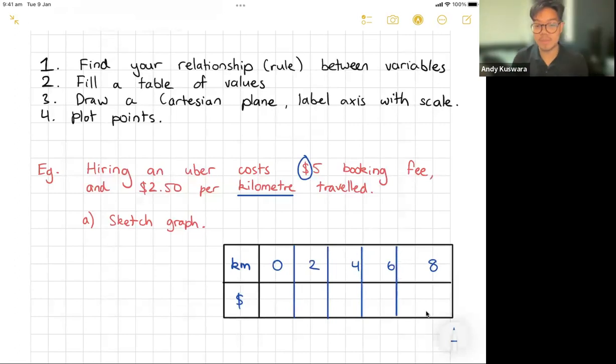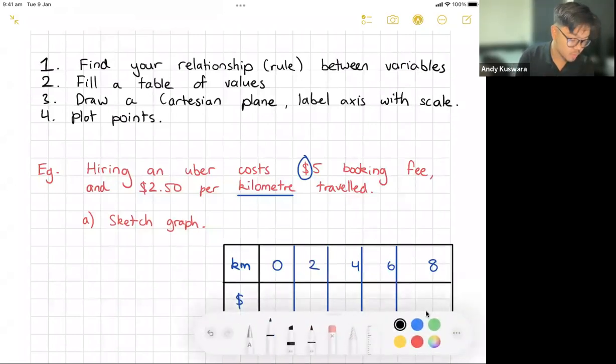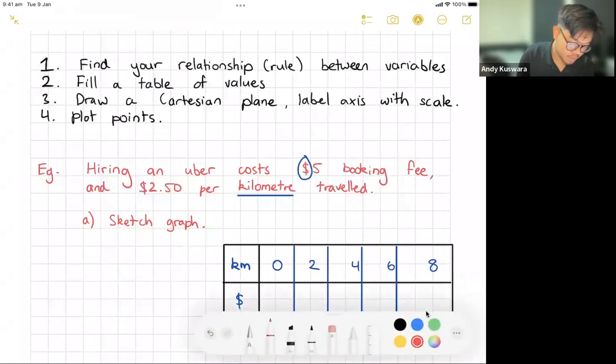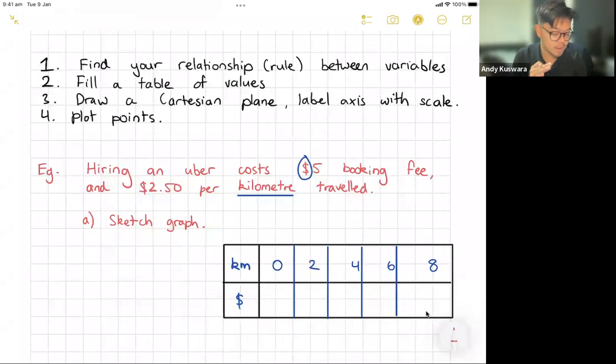Now, in some questions, they'll give you the top row and all you have to do is fill out the bottom row. So we want to find the relationship. Let's try to figure it out here. Even if I got 0 kilometers, but I booked an Uber, there's a $5 booking fee. So immediately I have to pay $5.